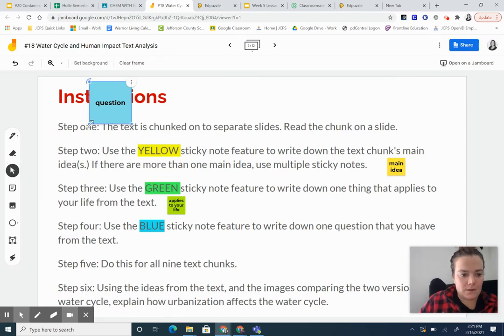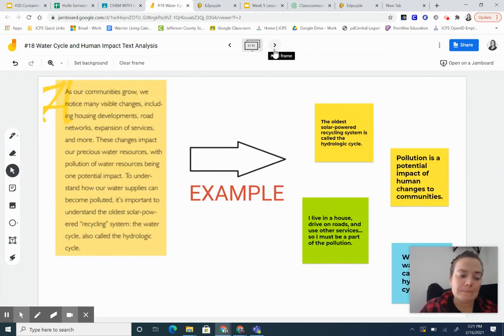So on each slide, you should have at least 3 sticky notes, one of each color, one for each purpose. For example, the chunked text here says, as our communities grow, we notice many visible changes, including housing developments, road networks, and expansion of services, and more. These changes impact our precious water resources, with pollution of water resources being one potential impact. To understand how our water supplies can be polluted, it's important to understand the oldest solar powered recycling system, the water cycle, also called the hydrologic cycle.